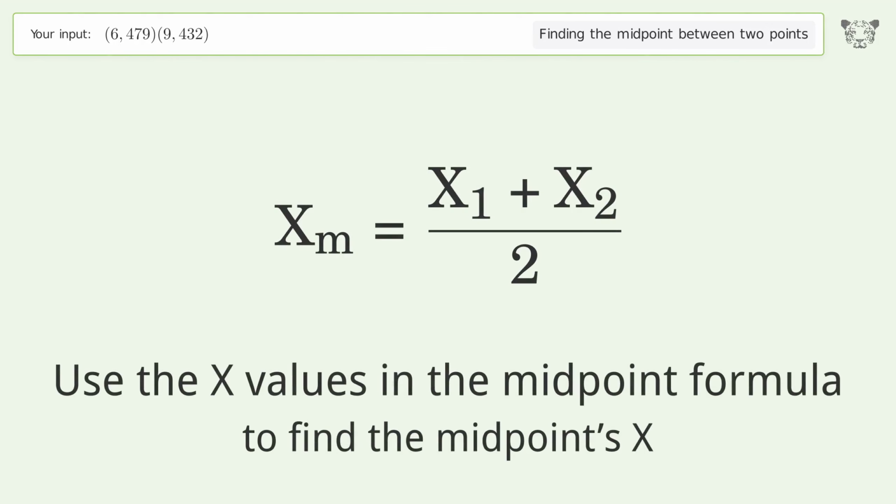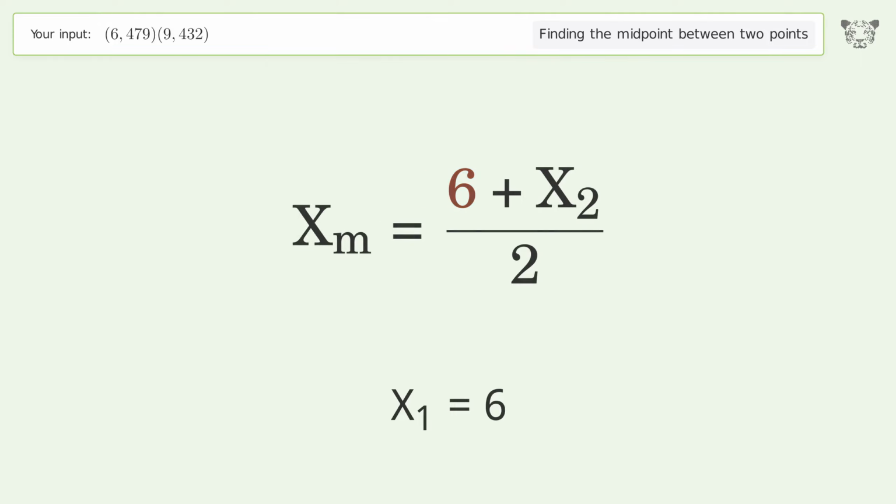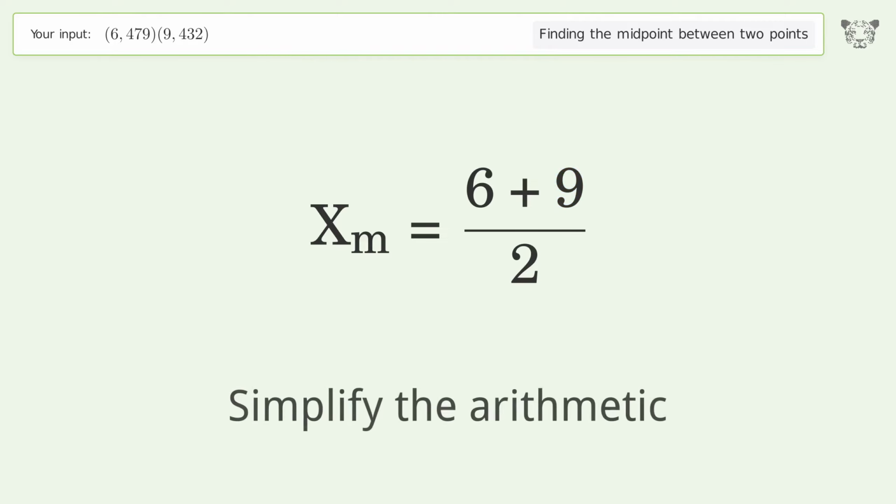Use the x values in the midpoint formula to find the midpoint's x. x1 equals 6. x2 equals 9. Simplify the arithmetic.